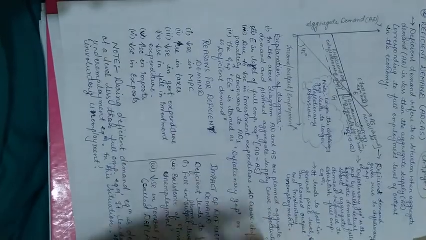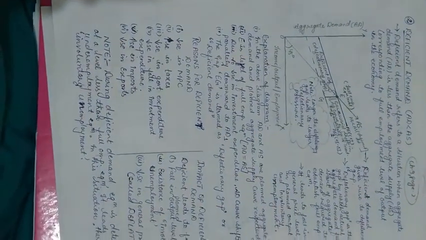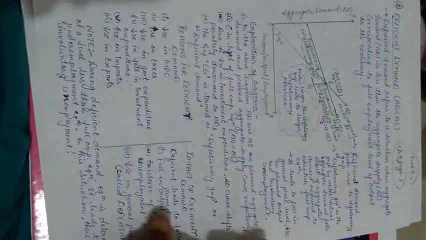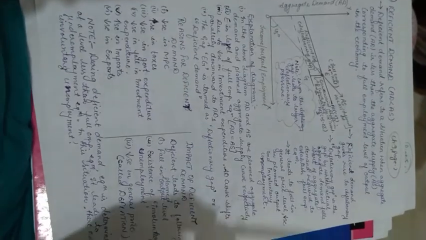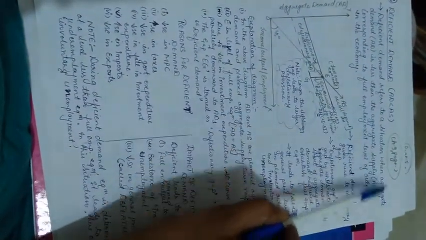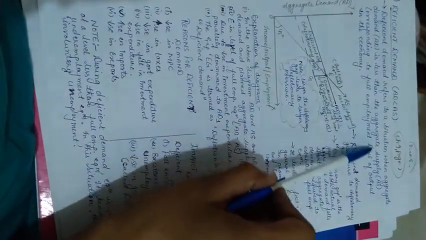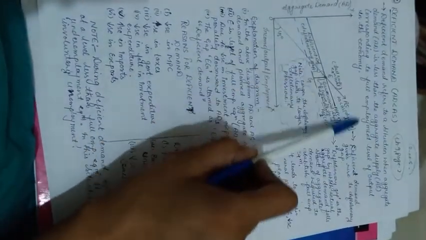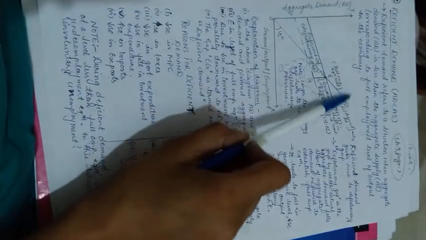Now the second part is just the reciprocal of excess demand, that is deficit demand. Here is the definition. Deficit demand refers to a situation when aggregate demand is less than the aggregate supply, corresponding to the full employment level of output in the economy.